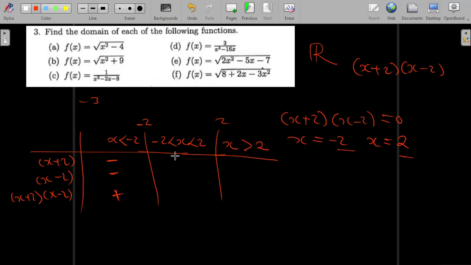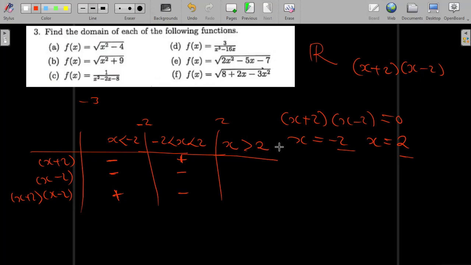Then you do the same: you choose a number in between -2 and 2. I choose 0. If I replace x with 0, I'll be getting a positive value because I'll get +2. Put 0 there in the other factor, I'll get -2, that's a negative value. The positive by negative gives you negative.